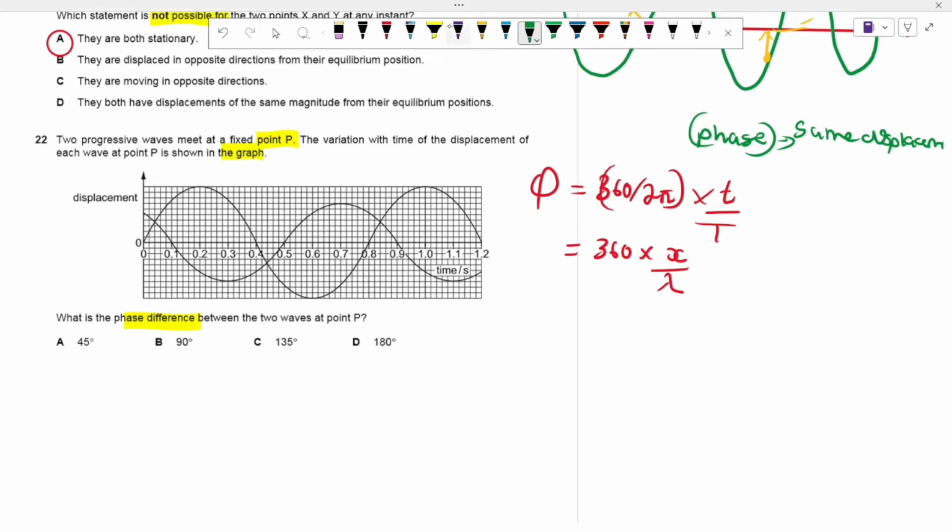Let's first start with the easy one. Since it's a time, we first have to find the period. The time taken for one complete wave cycle, going up and down like this, gives our period of 0.8 seconds. So if you're using this equation, you're just going to have 360 times the time difference over your period, which is 0.8.